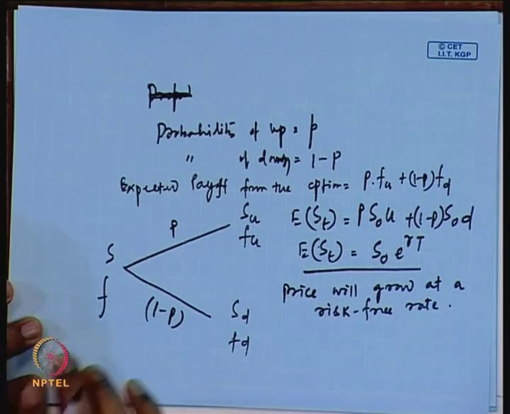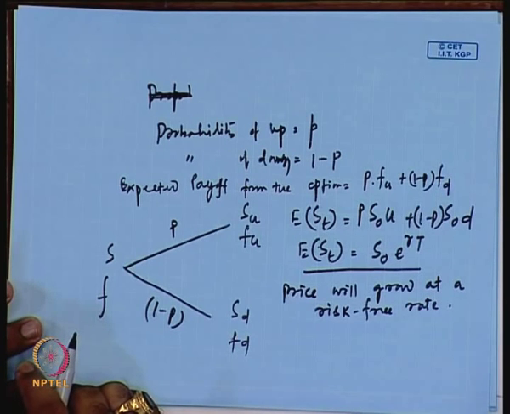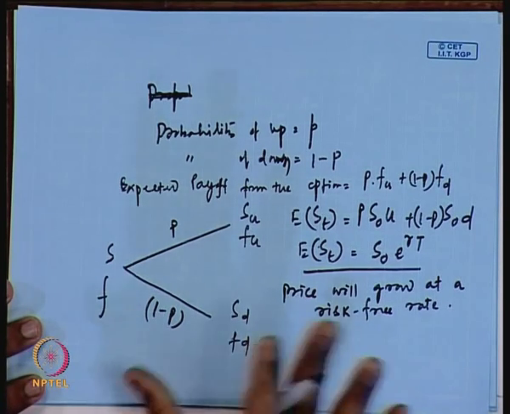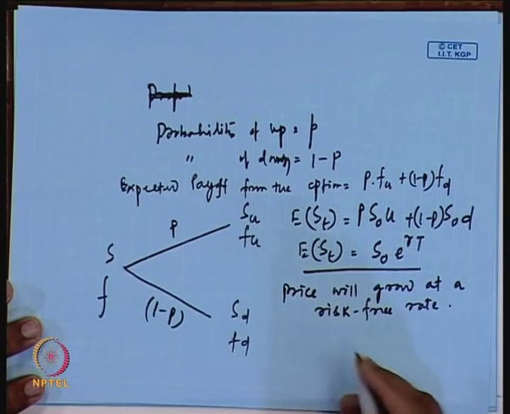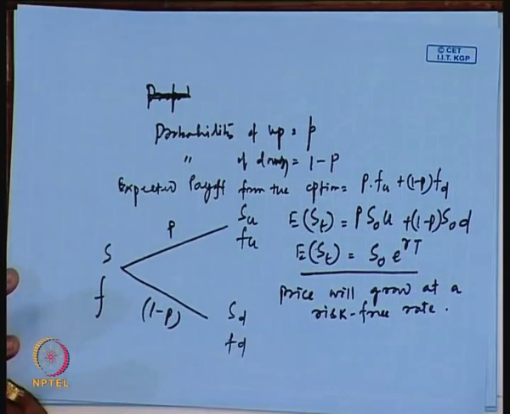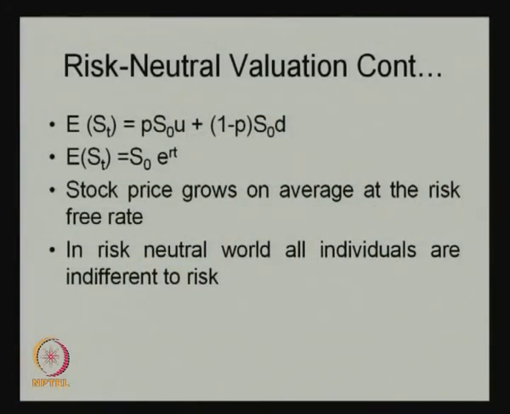And in a risk neutral world, all individuals are indifferent to risk, which is a very unrealistic situation. So, in the risk neutral world, all the people are not very much concerned about the risk. They are totally indifferent about the risk appetite, indifferent about the risk they are going to face if they are going to invest in certain financial assets in a particular time period. So, that is what the investor always wants to see.